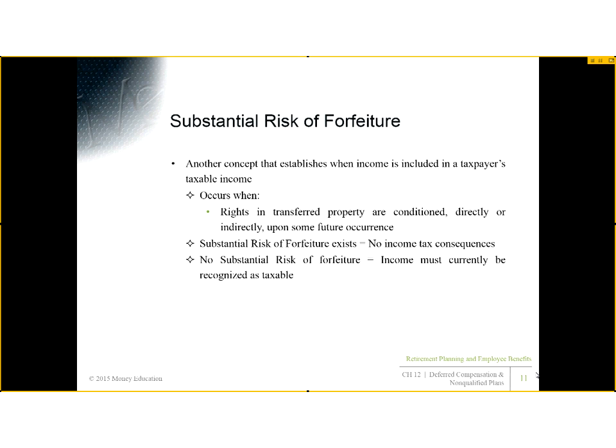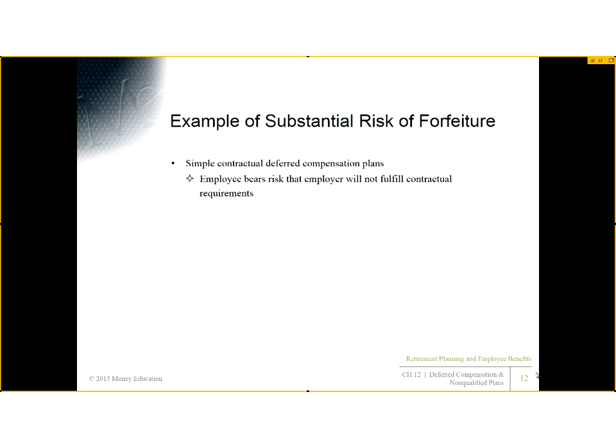So another concept is substantial risk of forfeiture. It occurs when rights in a transferred property are conditioned directly or indirectly upon some future occurrence. So when there is substantial risk of forfeiture, there are no income tax consequences to the employee, and the employer does not get to deduct it. When there's no substantial risk of forfeiture and there's constructive receipt, income must be currently recognized as taxable. So we'll see how that plays out in a minute.